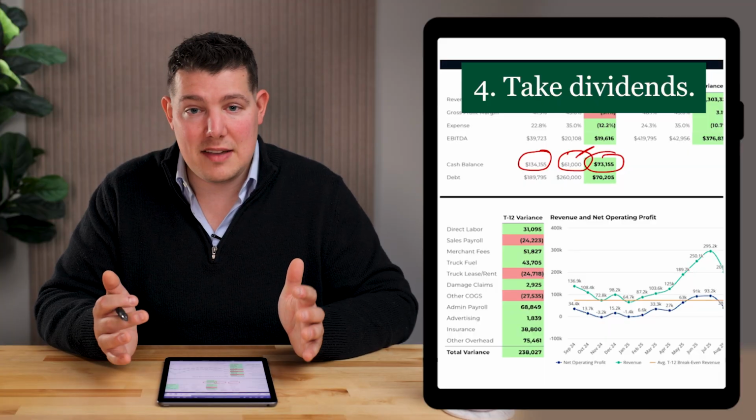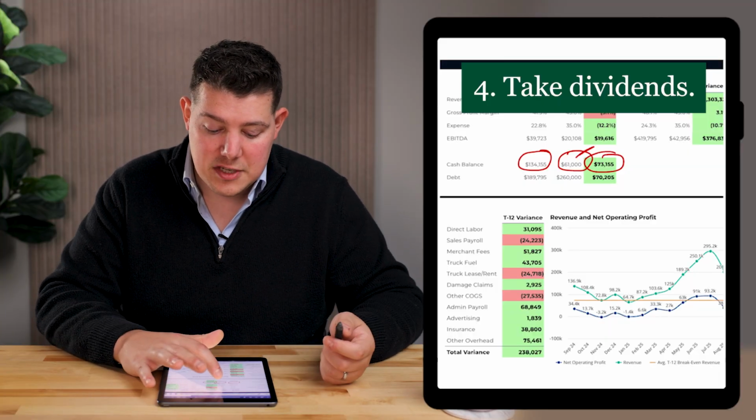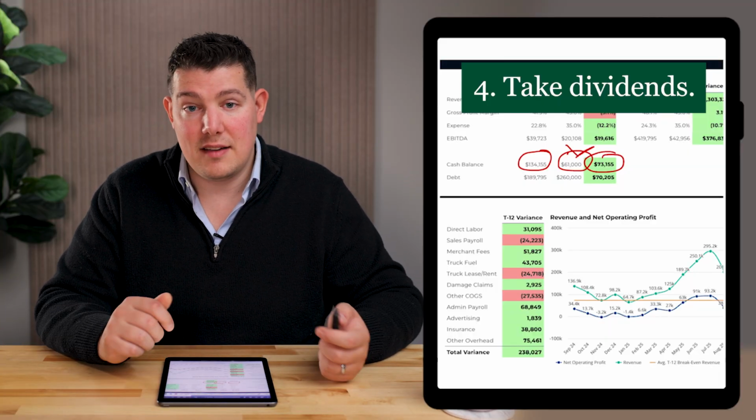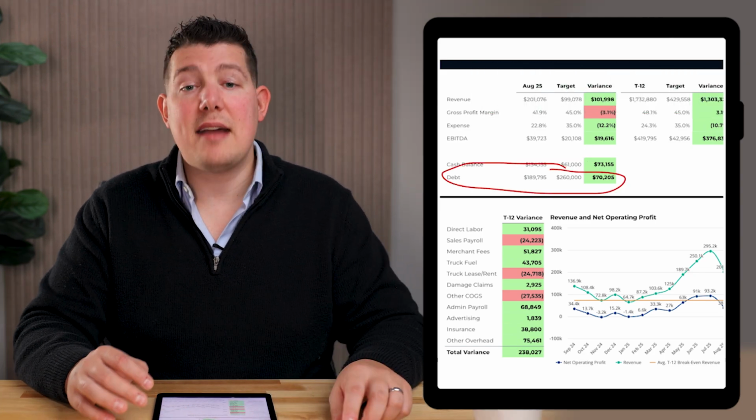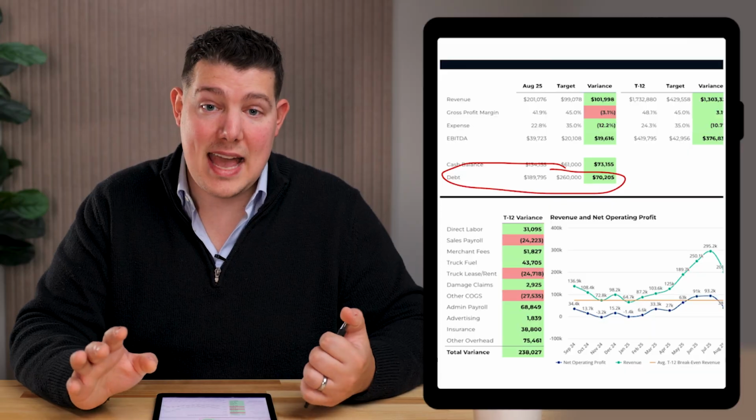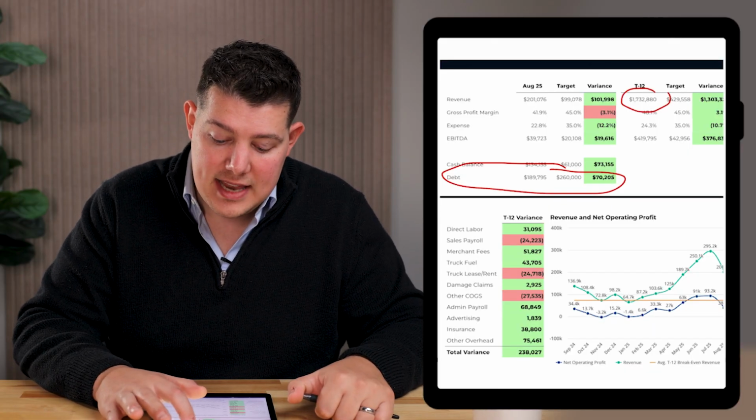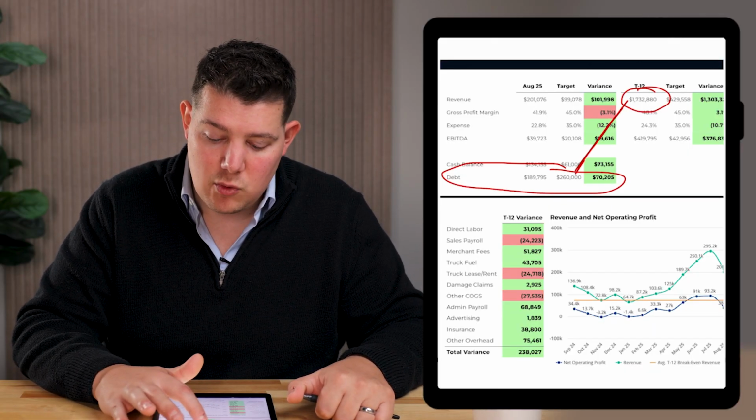We don't want you to take dividends or owner's draws if your cash balance is not in excess of this recommended minimum. The last piece at the top of this is debt. We never want you to have debt in excess of 15% of the trailing 12 revenue.